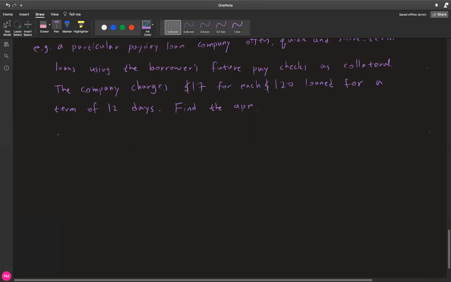in this case, we're borrowing. So suppose we're just borrowing $120. So in this case, we are borrowing the principal amount of $120. And then the company charges $17 for the interest. So as a consequence, we will end up with I equals $17. And the term in this case is 12 days. So for 12 days.